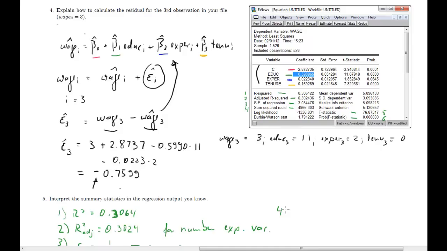The fourth, let me continue here so we can keep looking at the regression output. The fourth output is background. You can hear my daughter, she's a little bit unhappy.